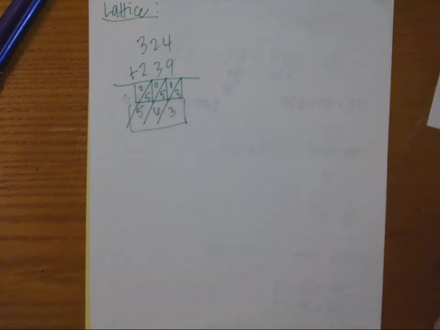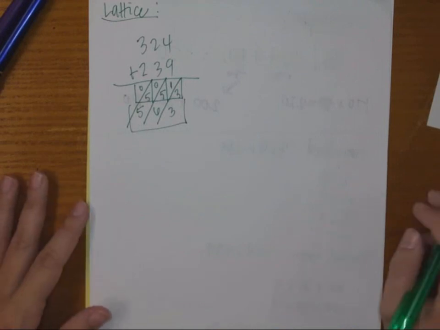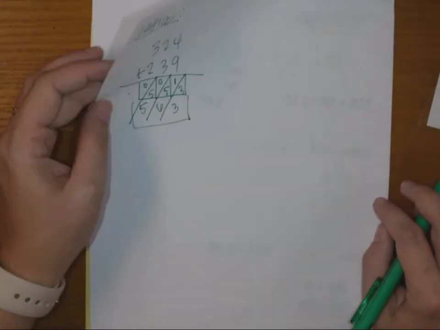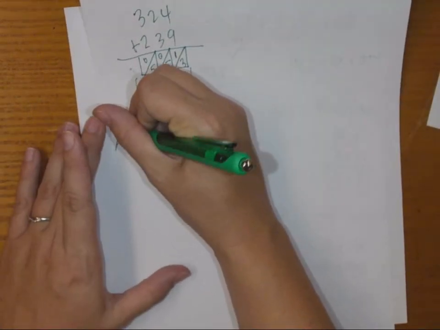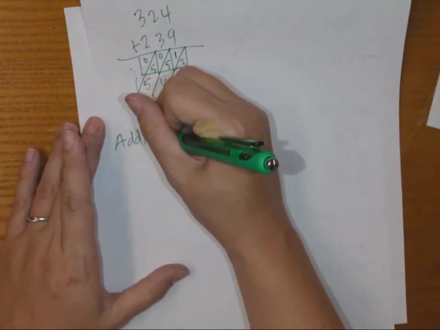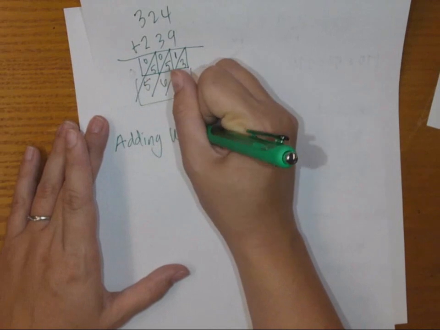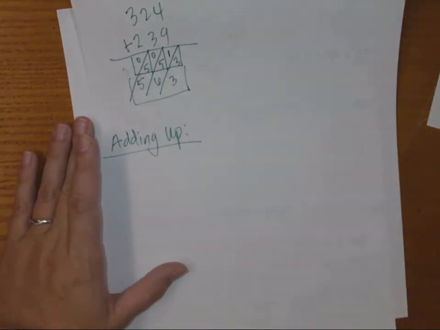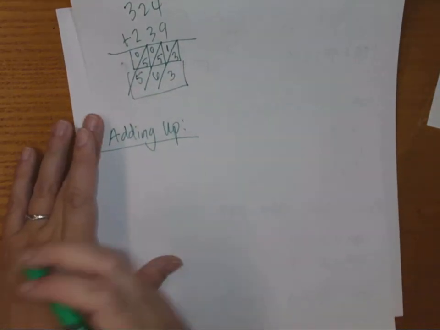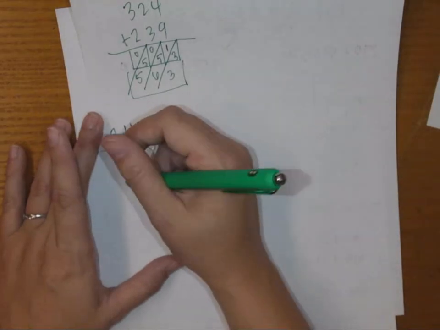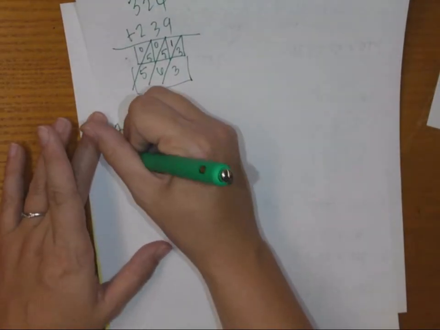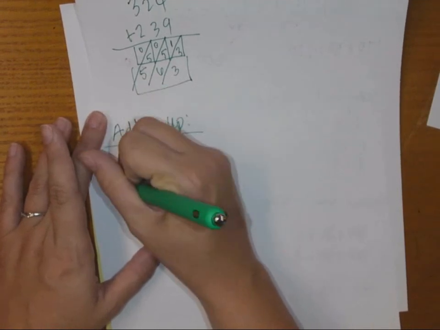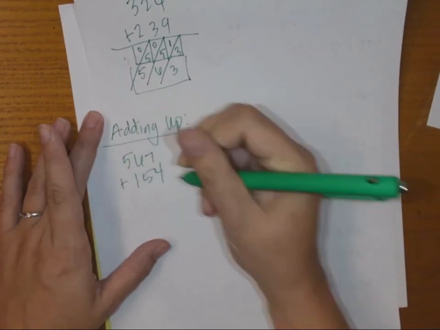Okay? So that's the lattice method. The next method is called adding up, or sorry, not method. It's a method. Strategy is the word I've been using. The next strategy is called adding up. So adding up is basically adding pieces of the number until you get the whole number. Okay, so 567 plus 154.